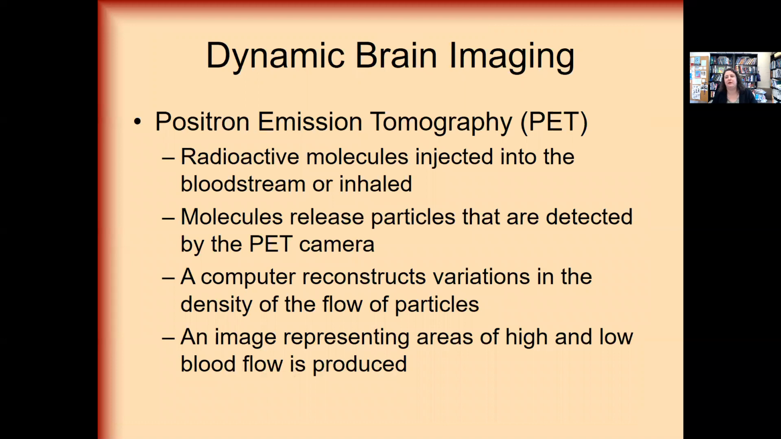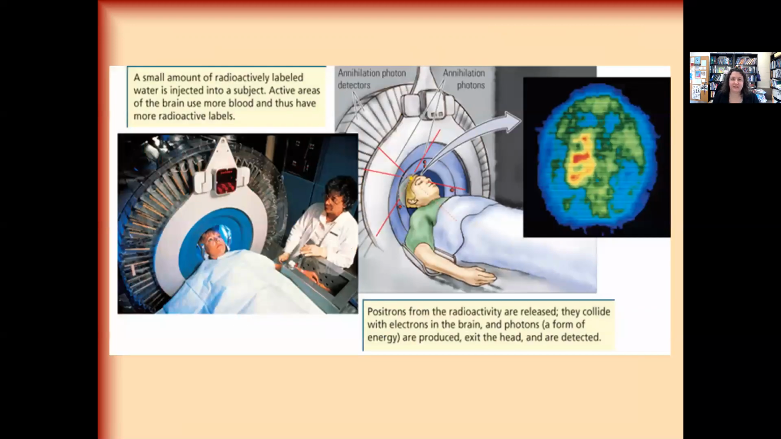So positron emission tomography, or PET scans, uses a subtraction method to look at brain activity, but does so in a dynamic way. The computer's going to reconstruct variations in the density of the flow of particles. So here you see what the PET scan looks like. So you've got this radioactive agent that's injected, and then that is going to interact with the brain molecules, and that allows the PET scan to look at the activity in the brain.